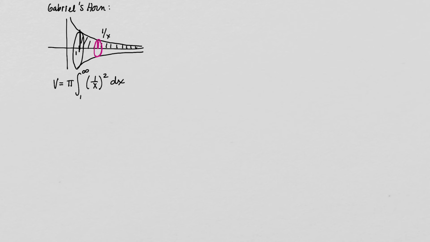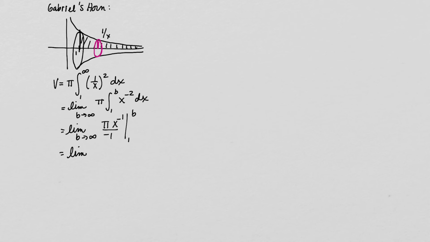This ties in stuff from the second test. This is really just a limit problem. So it's the limit as b approaches infinity of pi times the integral from 1 to b. I'm going to write this as x to the minus 2 dx. If we integrate x to the minus 2, we just get x to the minus 1. So the limit as b approaches infinity of pi times x to the minus 1 over minus 1, evaluated from 1 to b.